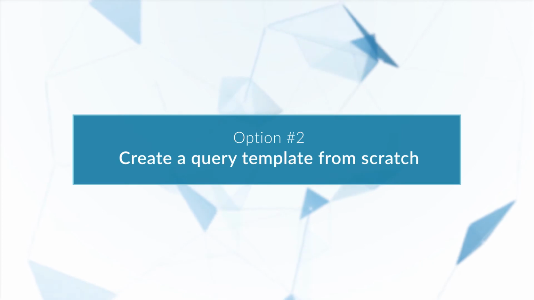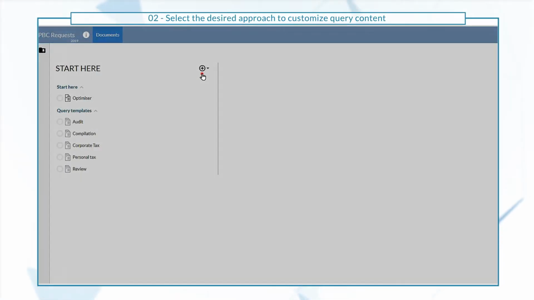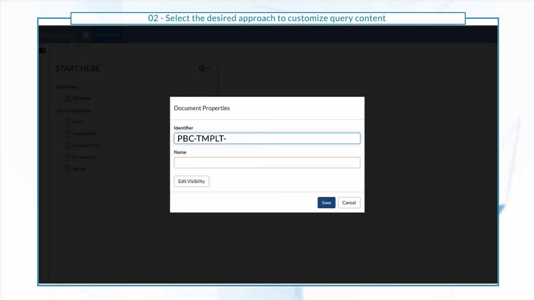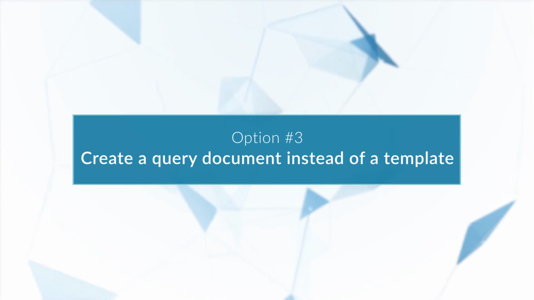Option 2 is to create a query template from scratch. Select Add, Query Template, give it a name and number, and select Save to open the new blank document to start adding content. The third option is to create a query document instead of a template.